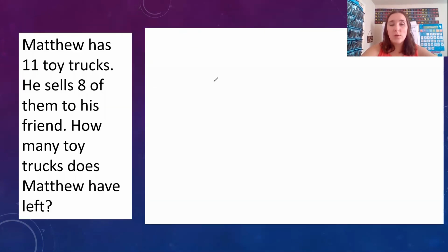Let's practice with a word problem. It says, Matthew has 11 toy trucks. He sells 8 of them to his friend. How many toy trucks does Matthew have left? So our problem is 11 minus 8. He started with 11 toy trucks and then he sold 8 of them, so he got rid of 8 of them. We have to subtract the 8, okay? So 11 minus 8 equals something. Let's change that into an addition problem to help us. 8 plus how many more equals 11?